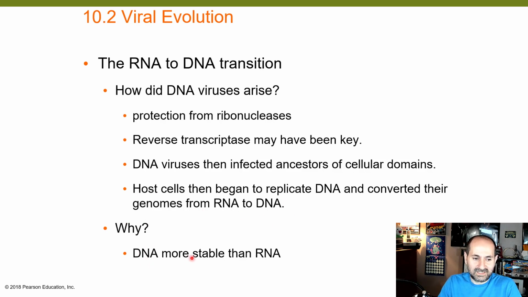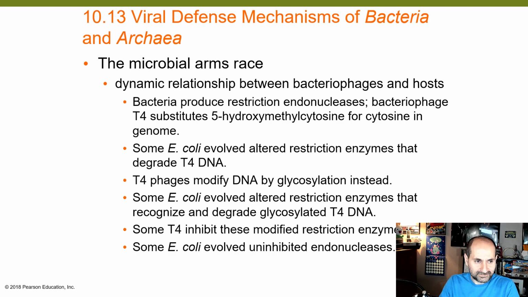Why? Because DNA is more stable than RNA. This is fascinating. So according to these ideas here, viruses may have been intimately involved in our transition from an RNA genome to a DNA genome with the help of their enzyme reverse transcriptase, which is absent from eukaryotic cells and from any cells, prokaryotic cells as well.